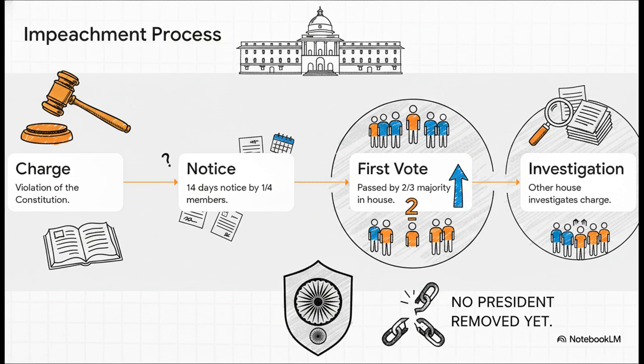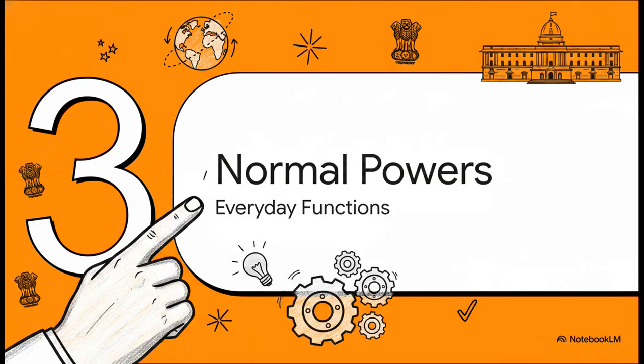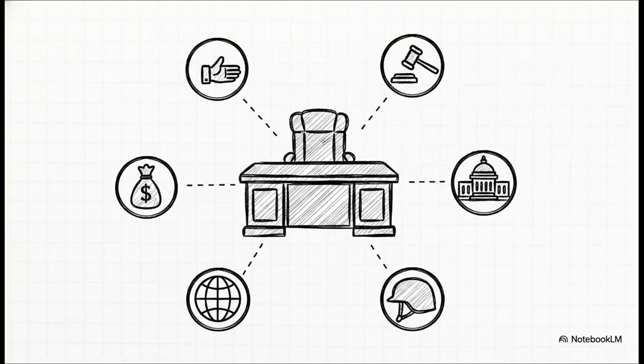So assuming the president is in good standing, what are they actually doing all day? Section 3. The normal powers. Honestly, at first glance, it feels like they run the whole world. Just think about the sheer breadth of this stuff. The entire administration of the union government runs in the president's name. They're the ones appointing the prime minister, the Supreme Court judges, and the state governors. They summon parliament. Absolutely no money bill can be introduced without their prior permission. They grant pardons. They are the supreme commander of all the armed forces. They even send ambassadors abroad. It is a massive portfolio.